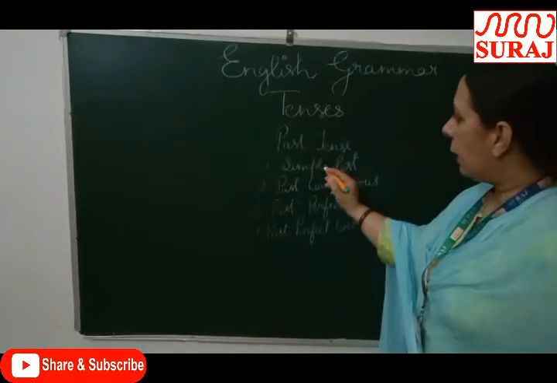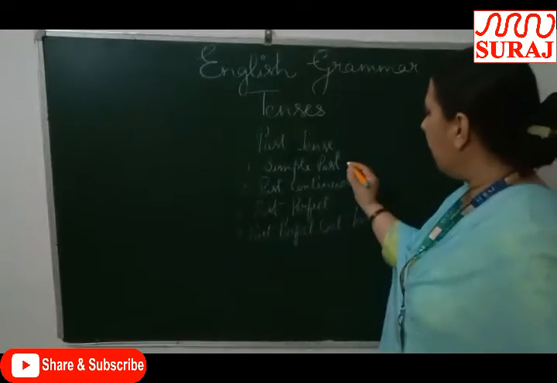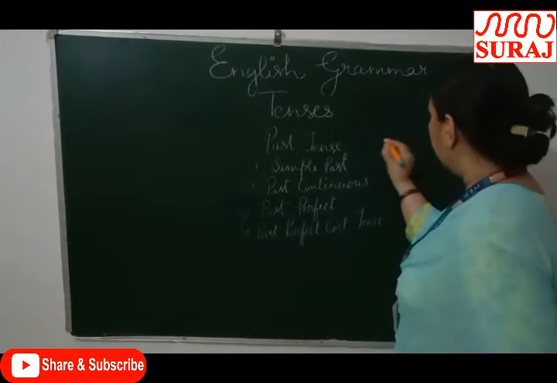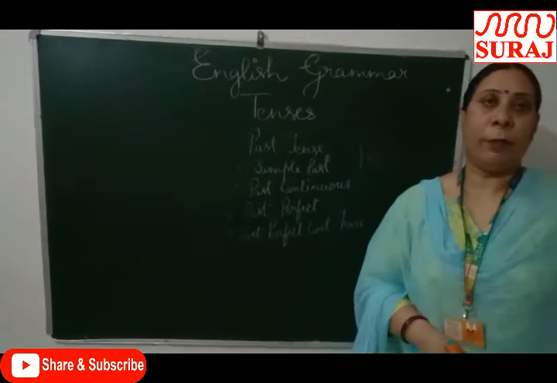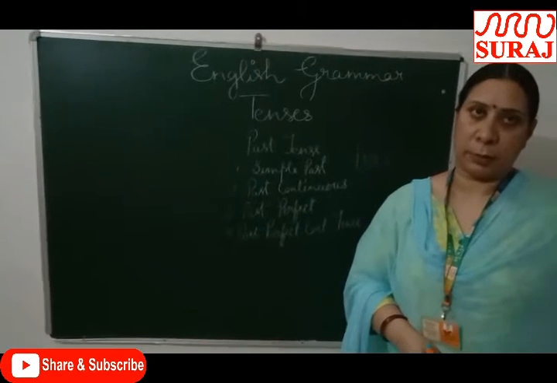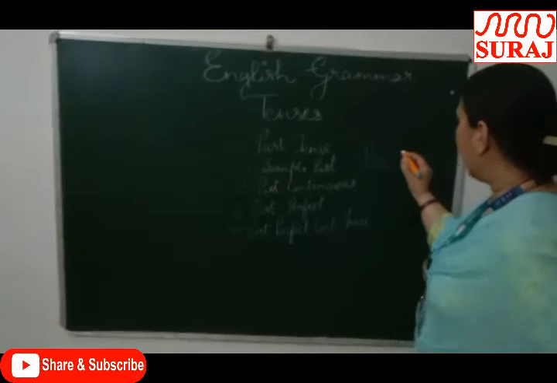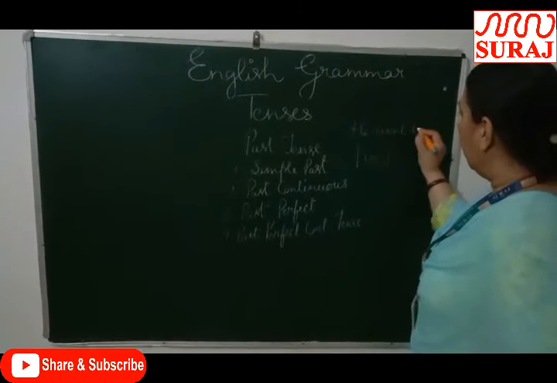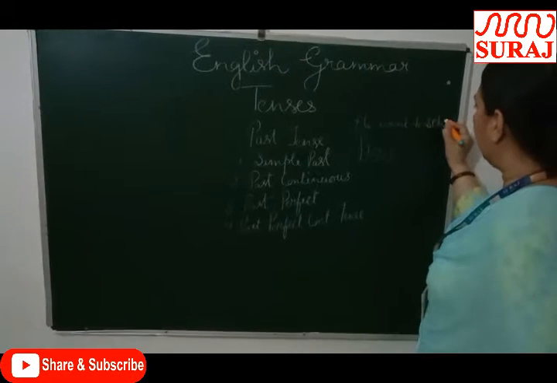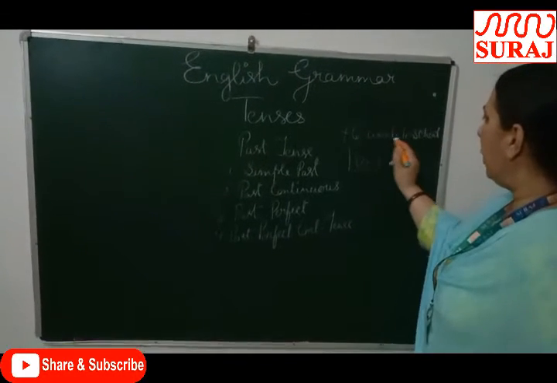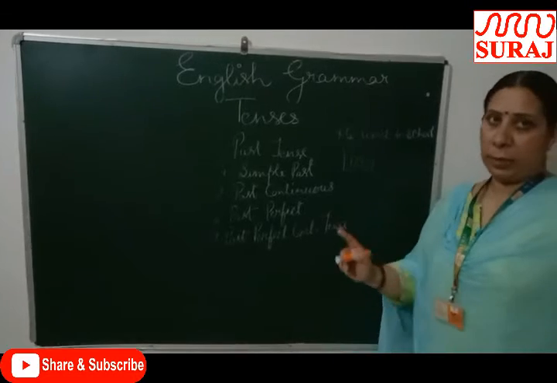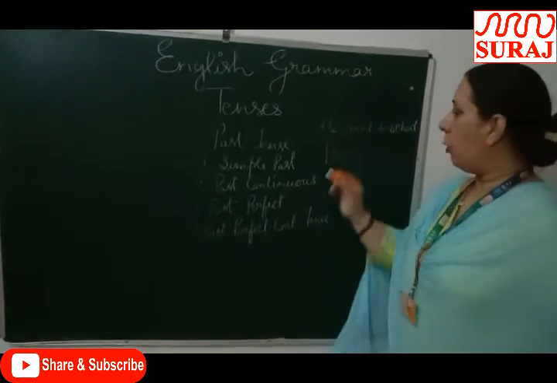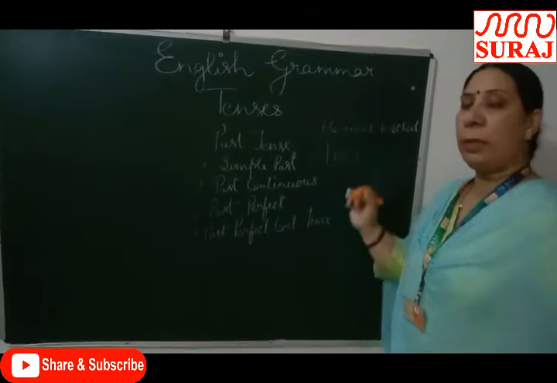First we will discuss simple past tense. Simple past, verb second form. Only the verb second form is used in this tense. Look at the example: He went to school. Go, went, and gone are the 3 forms. The first form is go, the second form is went, and the third form is gone.